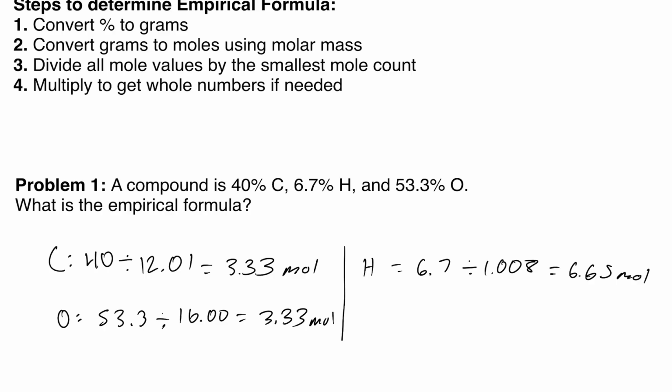3.33 moles. Now we're going to take each of these values, 3.33, 3.33, and 6.65, and we're going to divide them by 3.33, since that's our lowest, and we're going to be left with C equal to 1. Let me write that somewhere you can see it. C is going to be equal to 1. H is going to be equal to 2. And then O is going to be equal to 1. And so our answer is going to be CH2O.